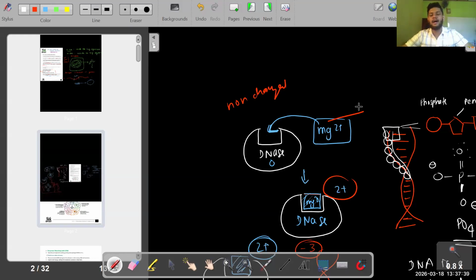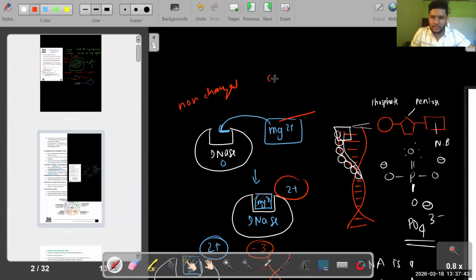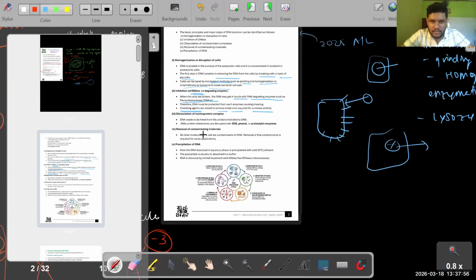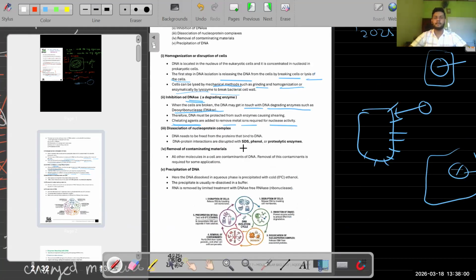No. To remove this magnesium, we add an agent called a chelating agent. What the chelating agent does is remove the magnesium ion. So DNase has nothing to bind with, so it will be non-charged. So it can't react with DNA. Now see this statement. Can you understand the third statement?